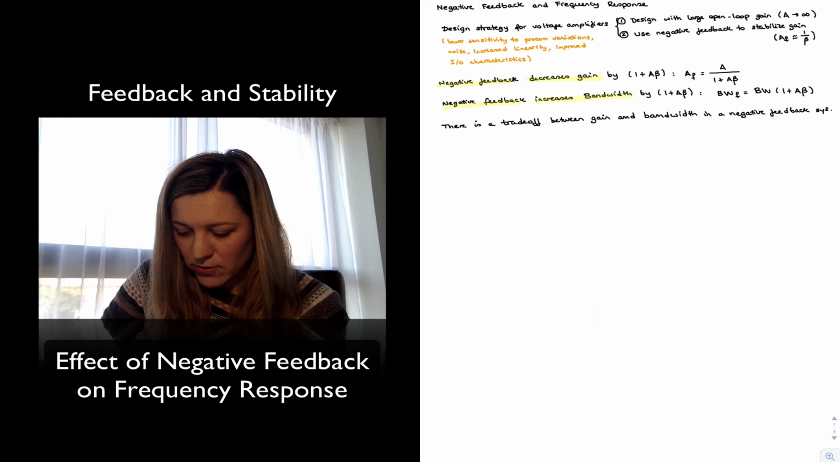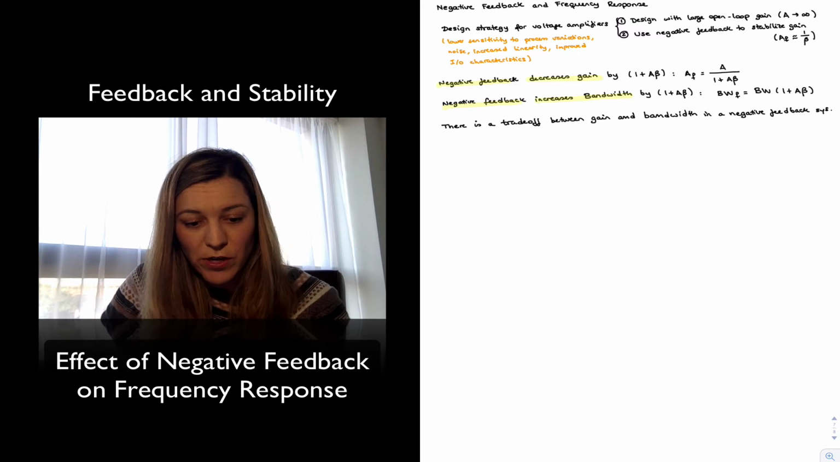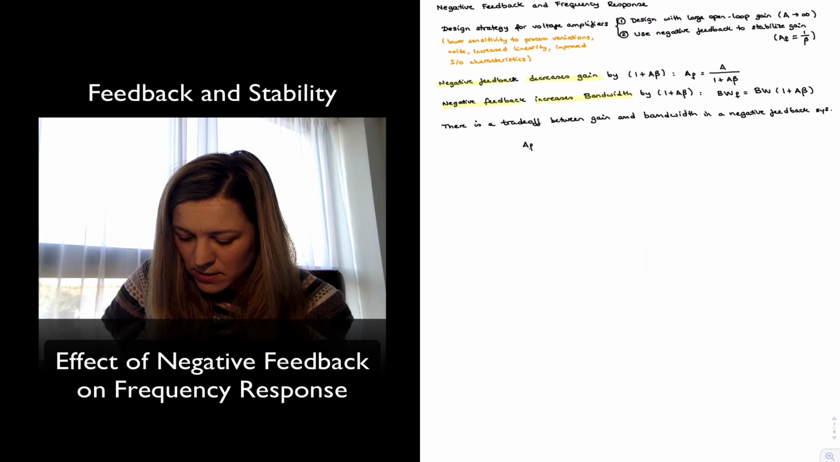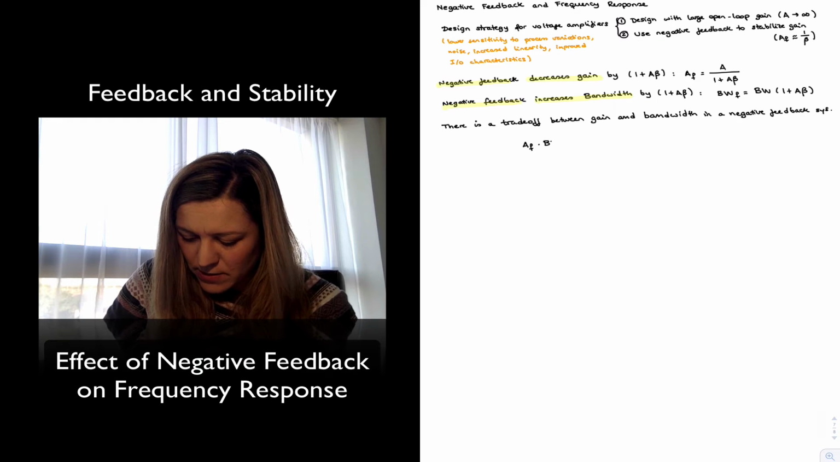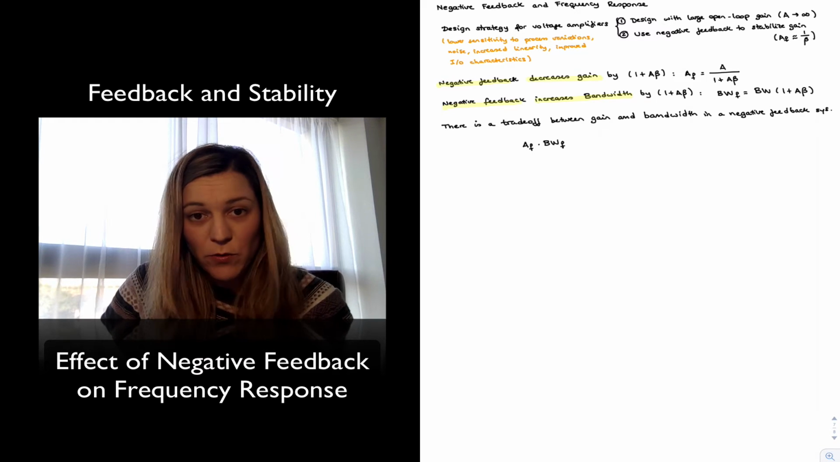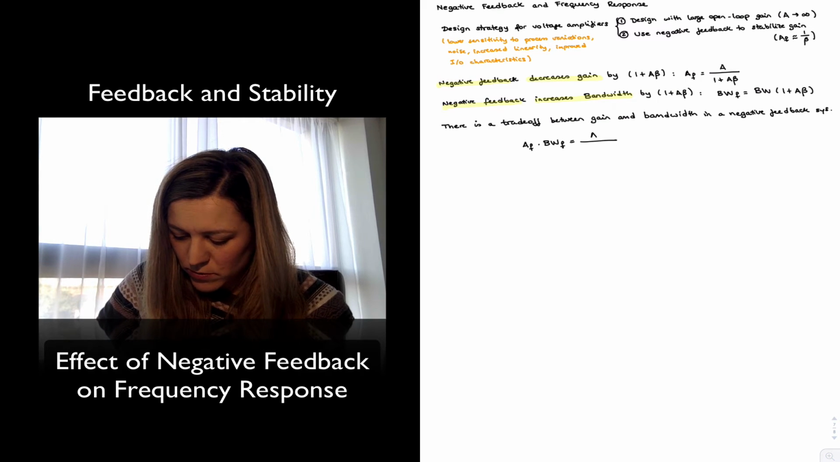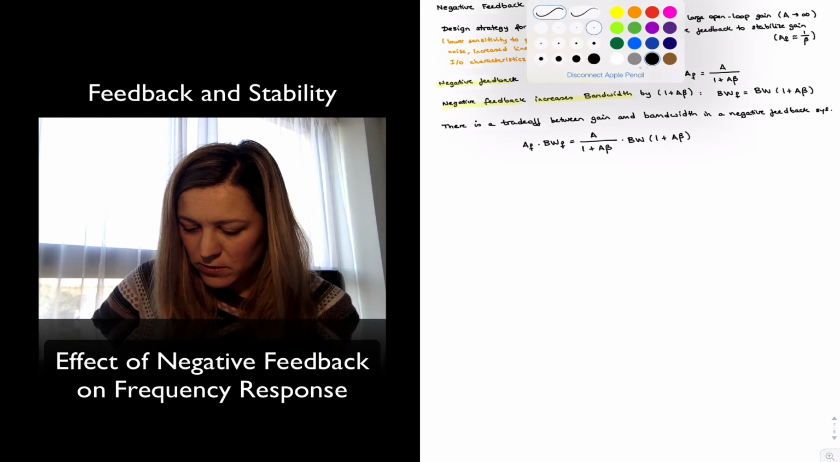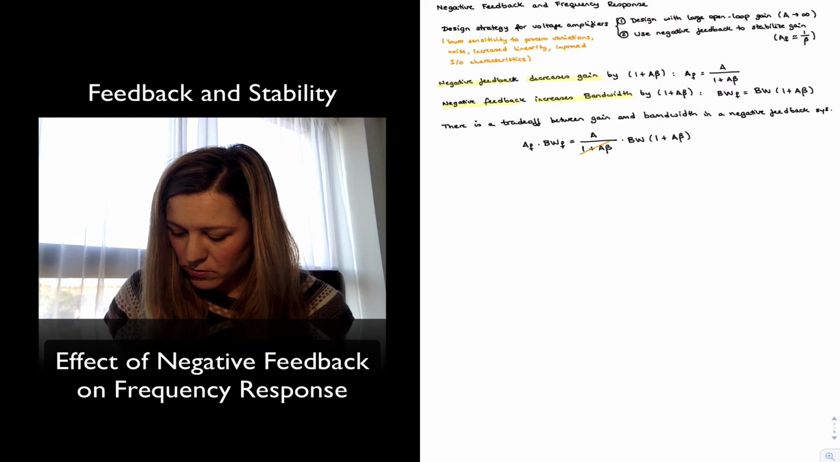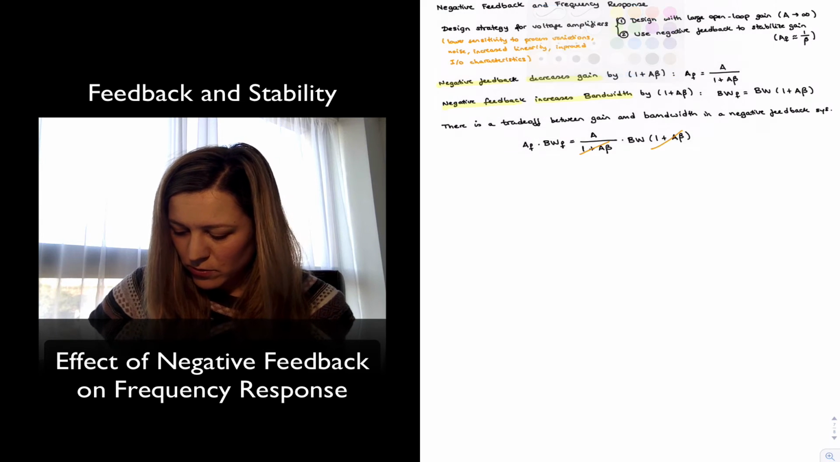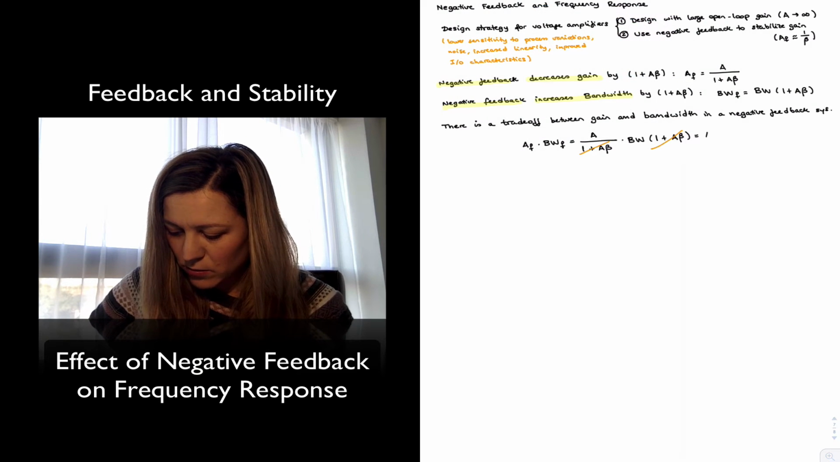We can solve that over here just with the two expressions that we have written. We can rewrite that as A_F, the gain of the feedback system, times the bandwidth of the feedback system, is equal to open loop gain divided by the amount of feedback times open loop bandwidth times the amount of feedback. We can cancel those two expressions out, and we're left with the fact that this is equal to the open loop gain times the open loop bandwidth.